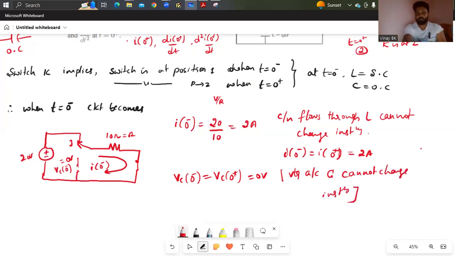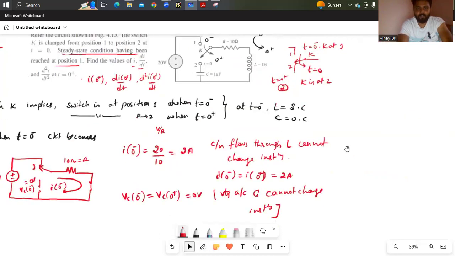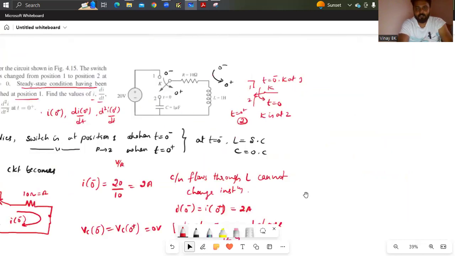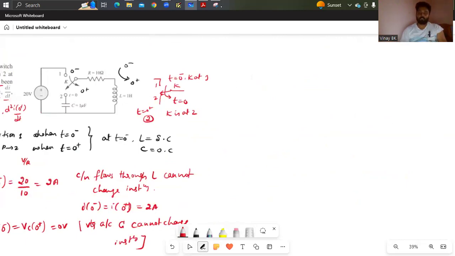Therefore, Vc of 0 minus equals Vc of 0 plus. What they asked you to find is the value of I of 0 minus. So I of 0 minus is 2. Therefore, I of 0 minus equals I of 0 plus, which equals 2 amperes. Similarly, Vc of 0 minus equals Vc of 0 plus equals 0 volts.